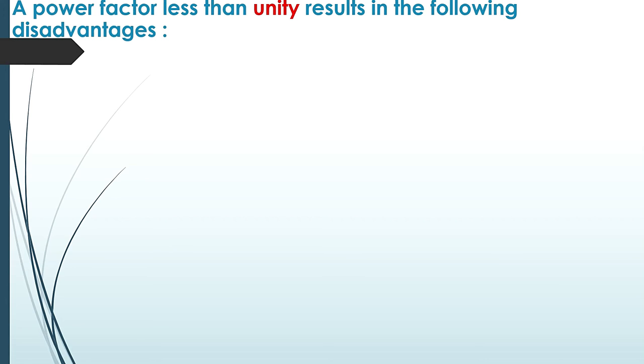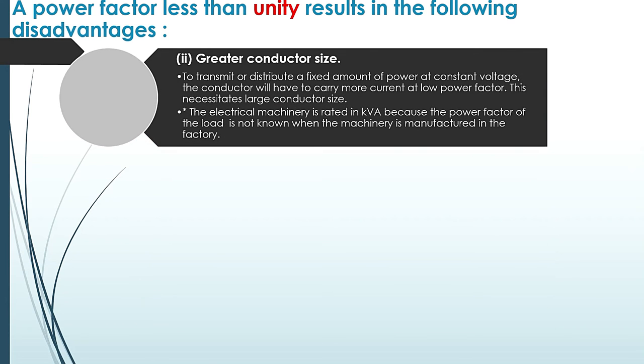Okay, the next one: what is the topic? Greater conductor size. The conductor size will increase to transmit or distribute a fixed amount of power at constant voltage. The conductor will have to carry more current at low power factor. This necessitates large conductor size.